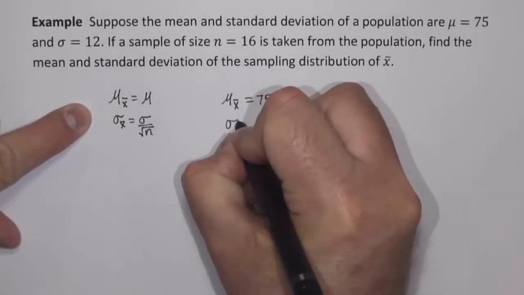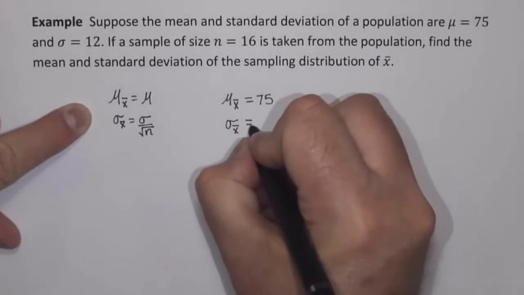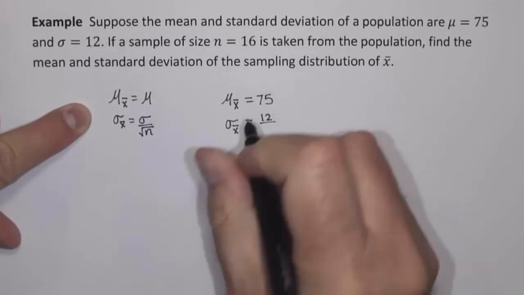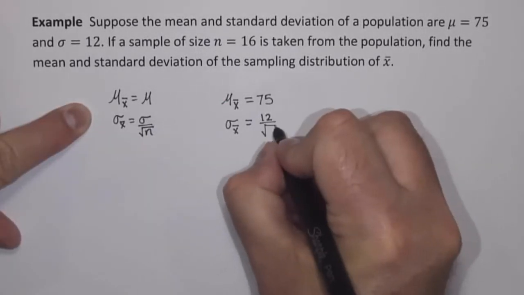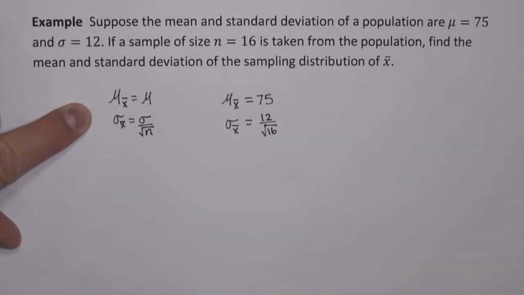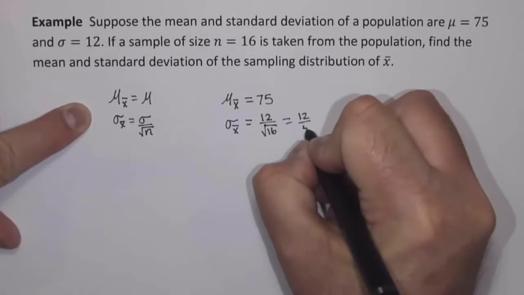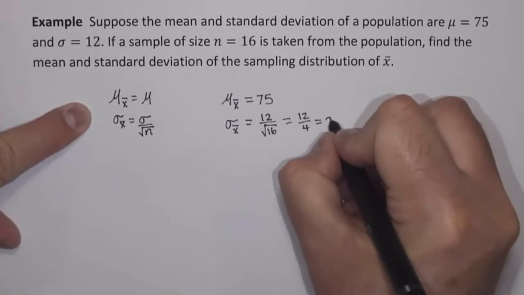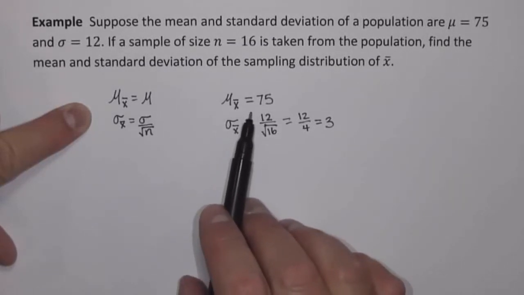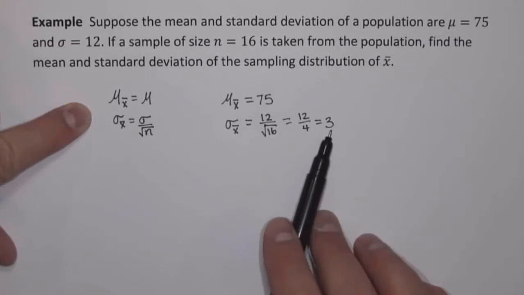The standard deviation of the sampling distribution of x bar is going to equal the standard deviation of the population, which is 12, divided by the square root of the sample size, and the sample size is 16. So we're going to divide by the square root of 16. Now the square root of 16 is 4, so we have 12 divided by 4, and 12 divided by 4 is 3. So our sampling distribution of x bar will have a mean of 75 and a standard deviation of 3.